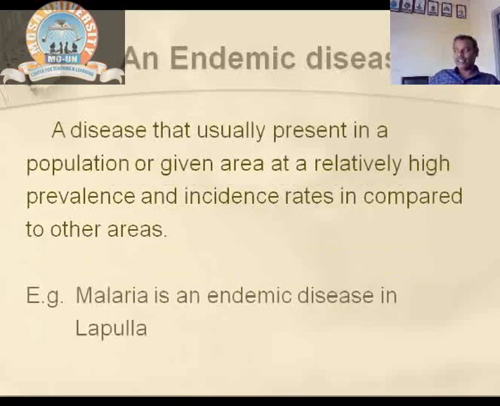So the endemic, I just wanted to remind you, because we already discussed these things in a very detailed manner in your unit 3. Endemic means a disease that is usually present in a population or a given area at relatively high prevalence and incidence rates compared to other areas. For example, something happened in Lapula. It's an area-specific disease.